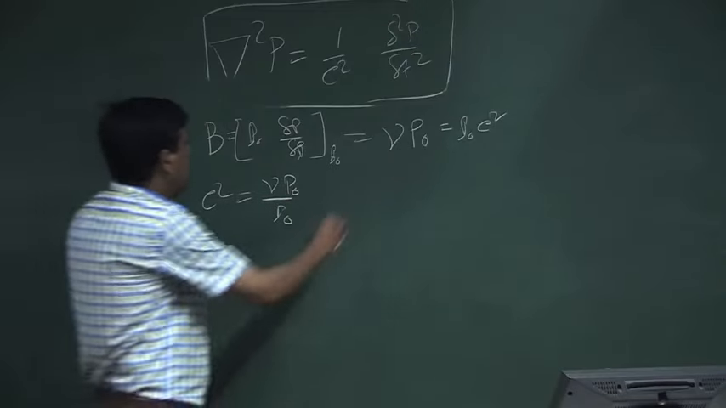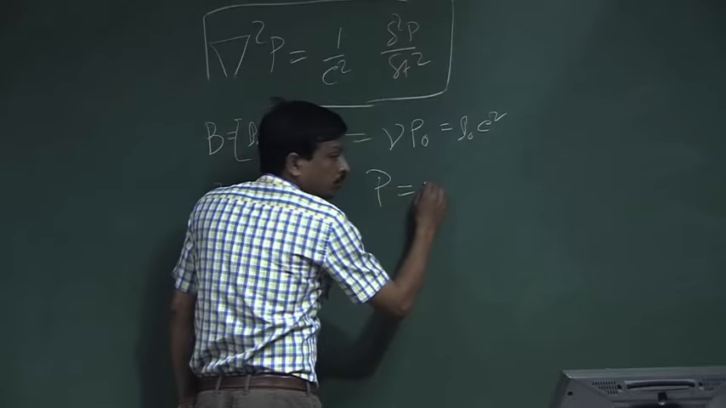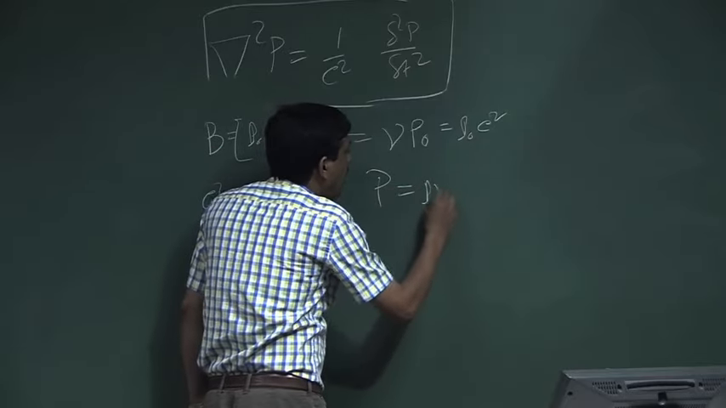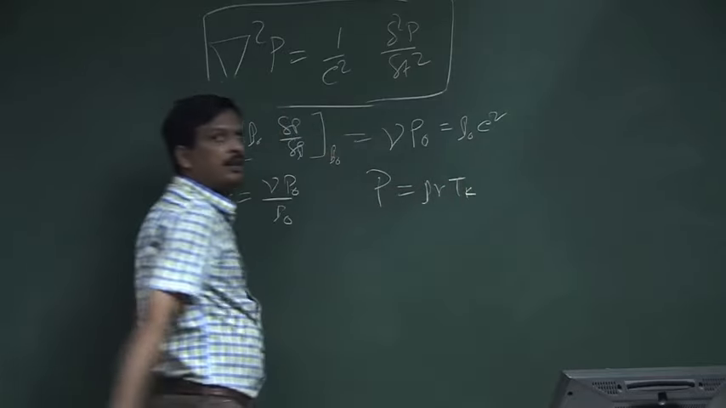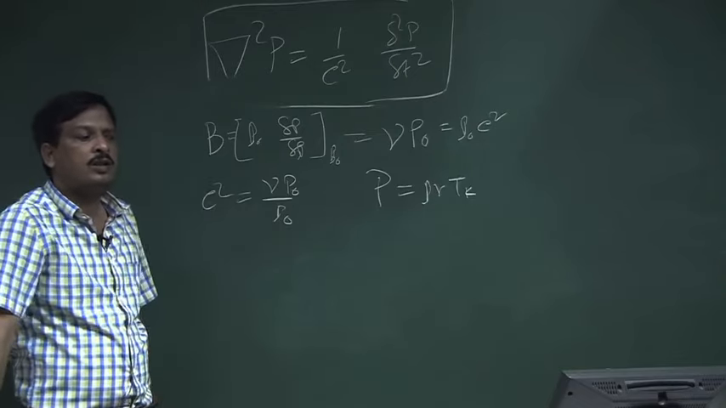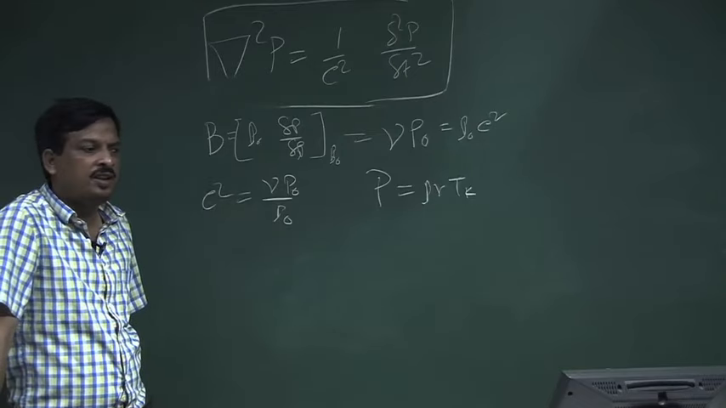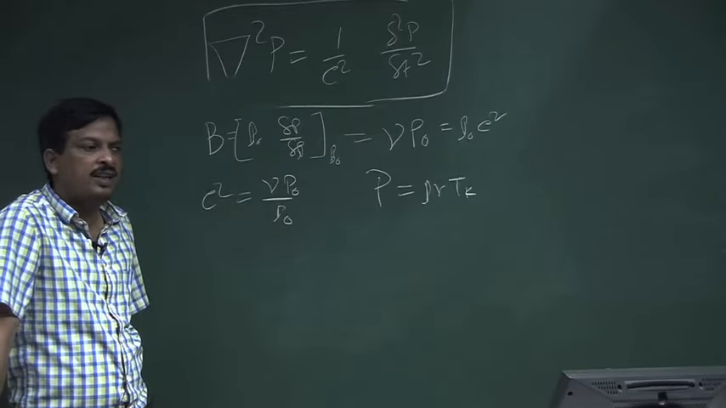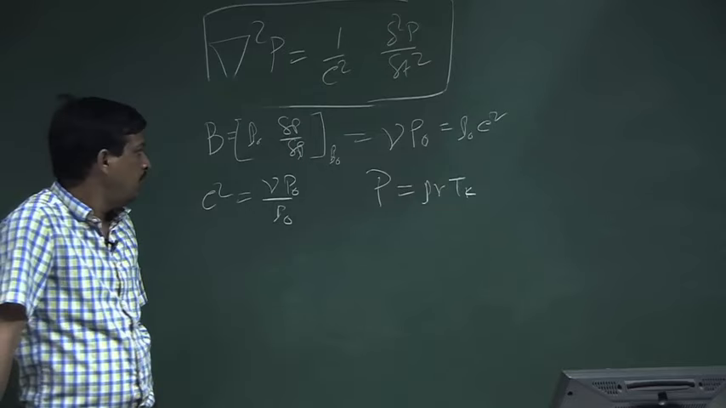Okay. Now, you know p is equal to what? From the gas equation, p equals rho R T. R is the gas constant, rho is the density, T is the temperature in Kelvin.